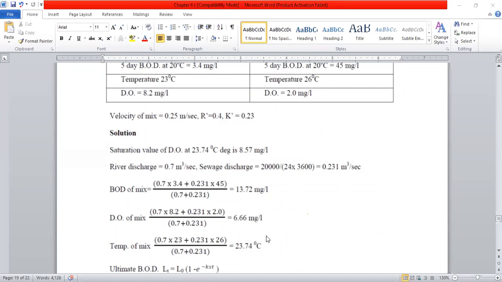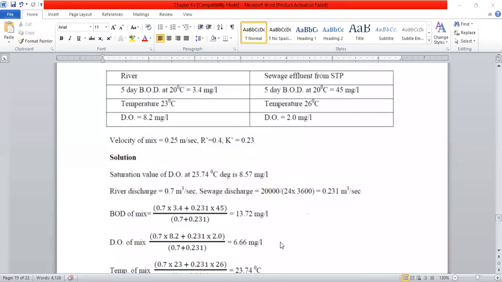Are you getting? I will try to explain once again. In the earlier example, the temperature difference of river and stream was not given. Same temperature we have assumed, 20 degrees Celsius. So we have not worked out on the temperature front. But now we need to work out on the temperature front. Why? Because the river temperature is given as 23 degrees Celsius and sewage temperature is given to you as 26 degrees Celsius.